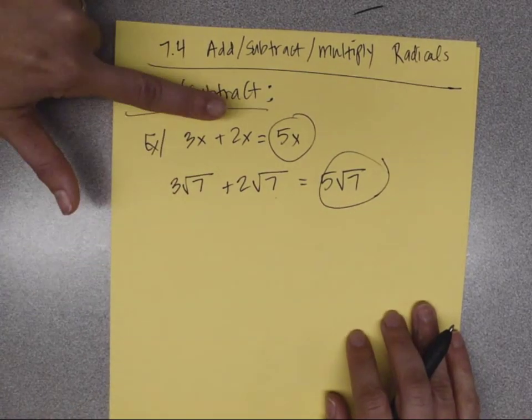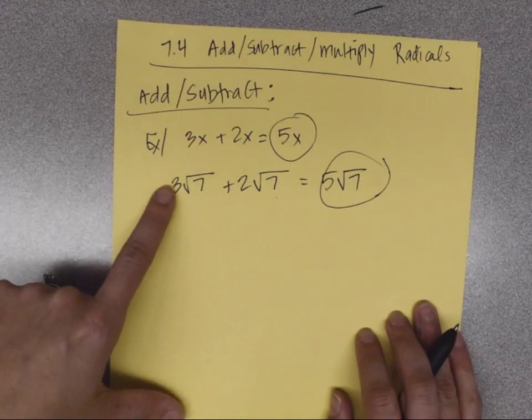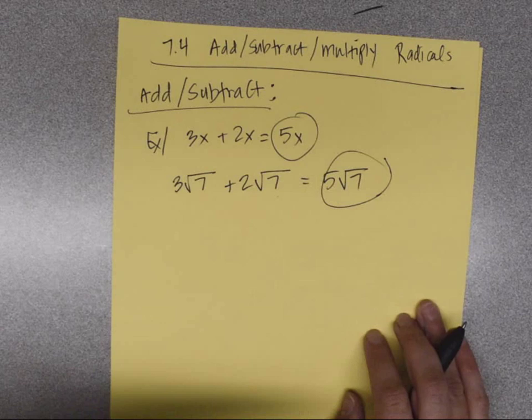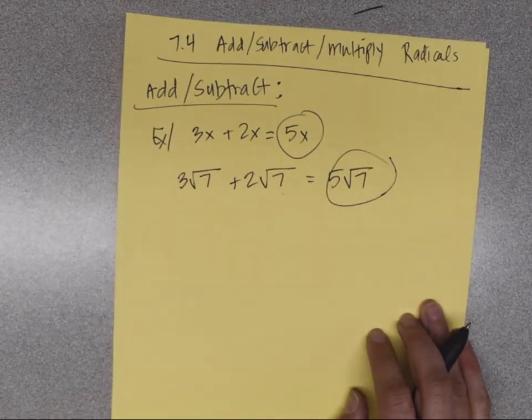So if it was 3x minus 2x, I would get 1x. 3 square roots of 7 minus 2 square roots of 7 would be 1 square root of 7. And again, you don't have to put the 1 in front of either one of them.